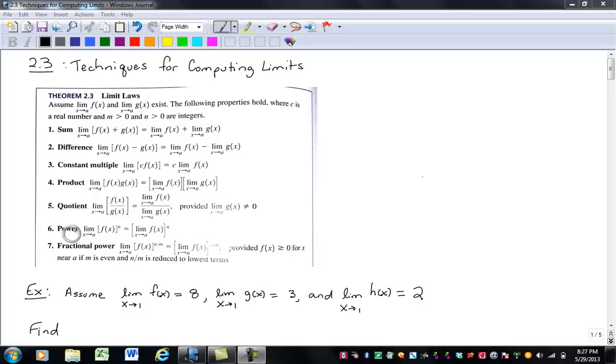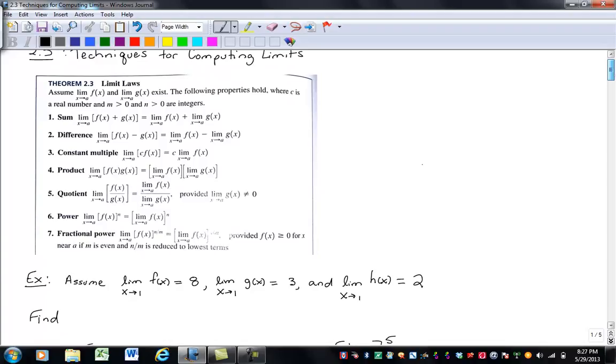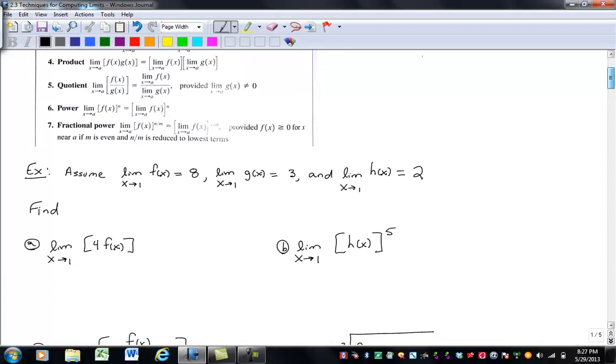You can take limits in powers, so the limit of f to a power is the limit of f raised to that power. Notice that fractional powers are also included, and the square root of x is x to the 1/2. So fractional powers include roots as well, so you can take the limit inside roots. And that's really all the limit laws tell us, is that we can take the limit inside pretty much everything. And so here's an example that illustrates that.